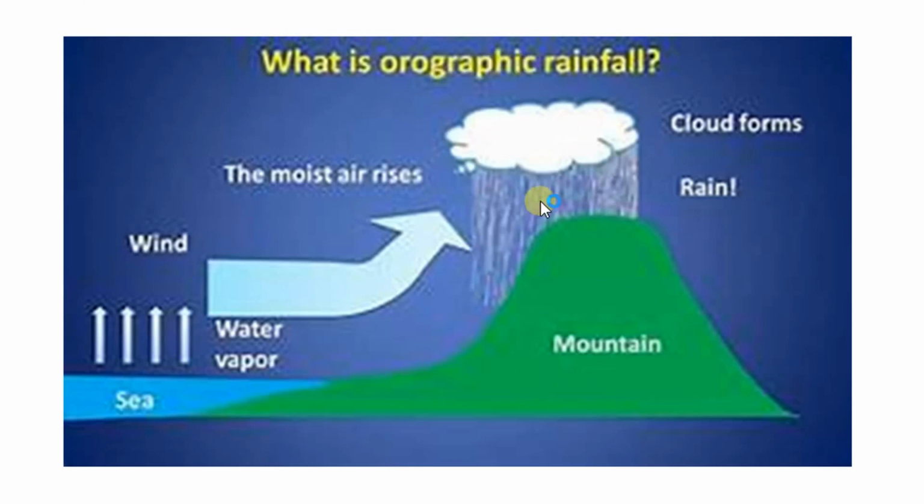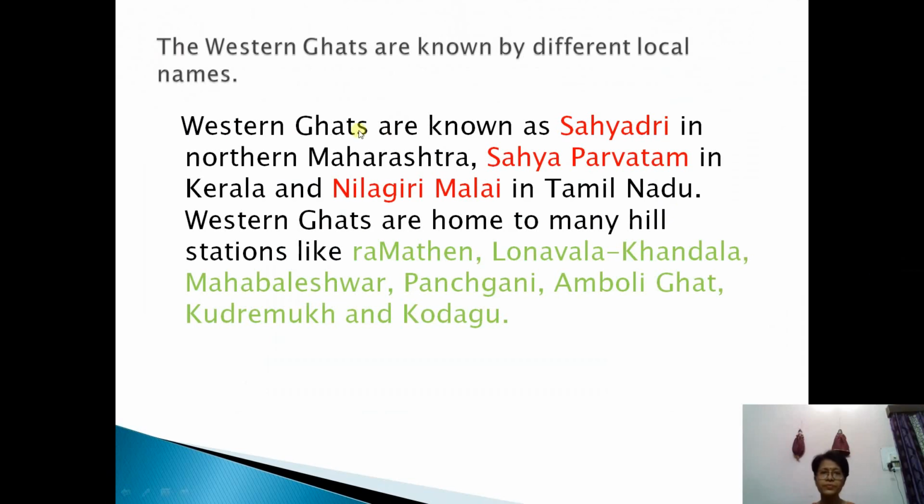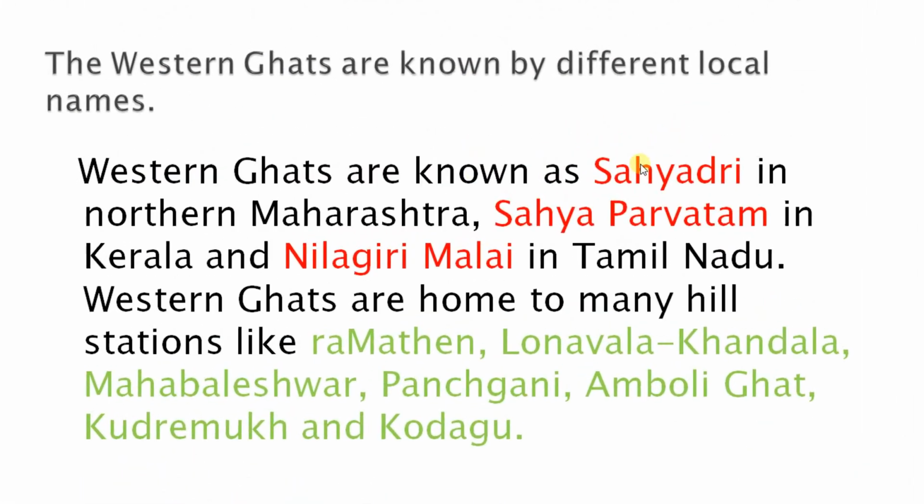And Western Ghats lie along the coastal area. Already I have shown in the map. And that is why from the western side, that means from the Arabian Sea, the moist air blows and starts rising and orographic rainfall occurs. The Western Ghats are known by different local names. What are those? Sahyadri in northern Maharashtra, Sahya Parvatam in Kerala, Nilagiri Malai in Tamil Nadu. These are the local names of Western Ghats.